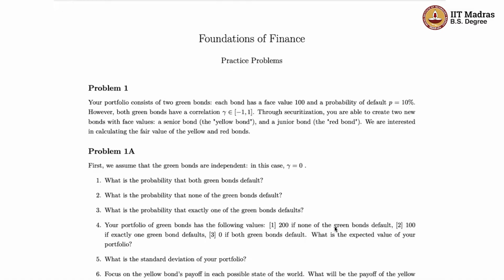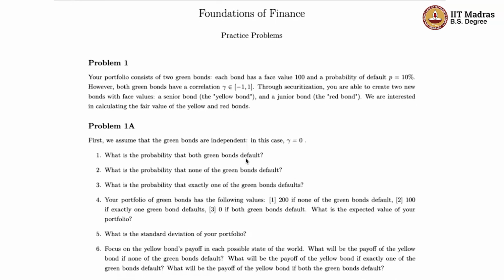Okay, so let us now go through a couple of practice problems to make sure that you have understood our discussion of securitization and how the senior claim and the junior claim work. This is the same example, but broken up into smaller pieces with some different numbers.